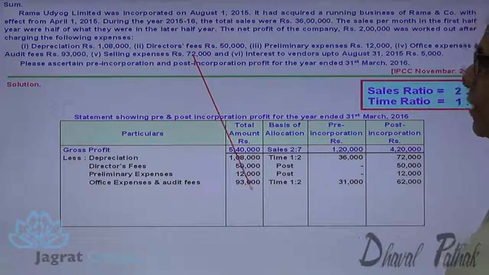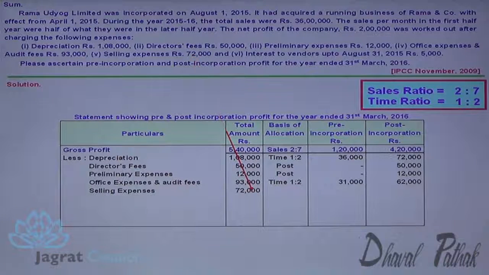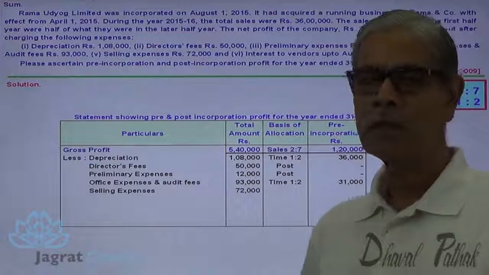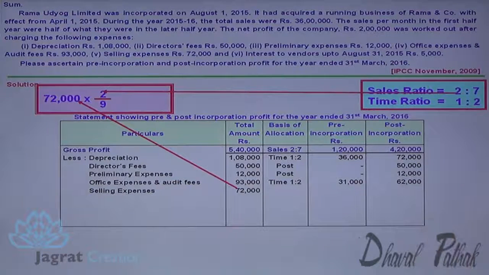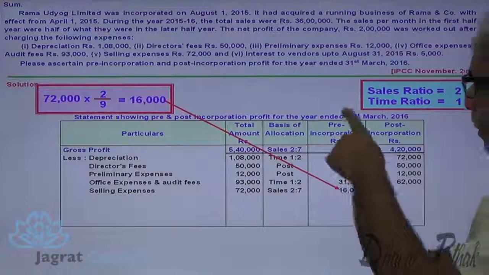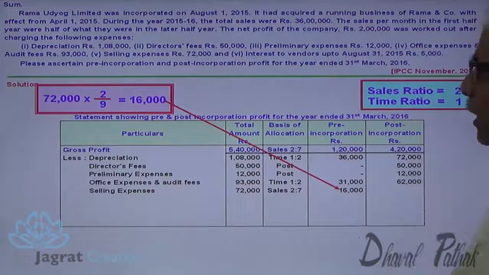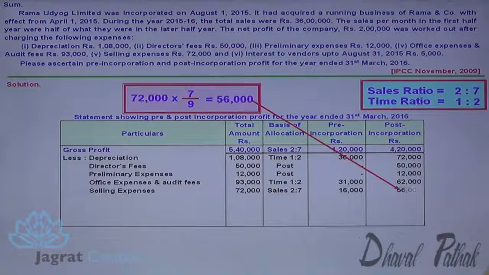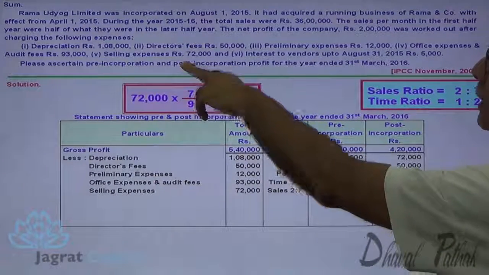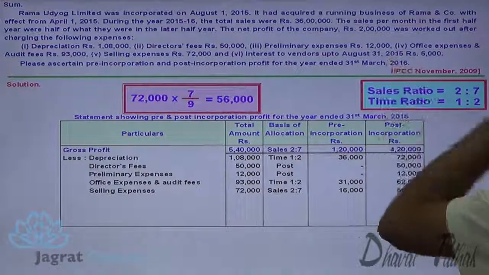Then comes sales expenses, sales ratio. That's given to you, 2:7. So here 72,000, 2:7, so 2/9, 16,000 pre-incorporation. If I want to work out post-incorporation, 72,000 into 7/9, so 56,000.